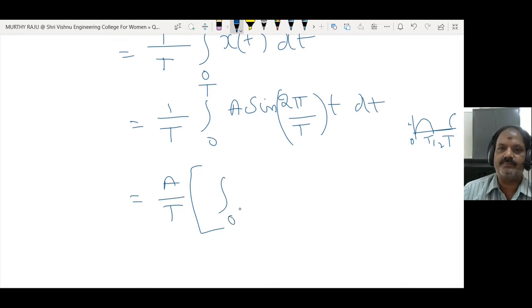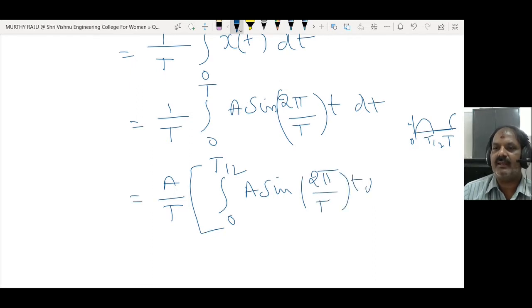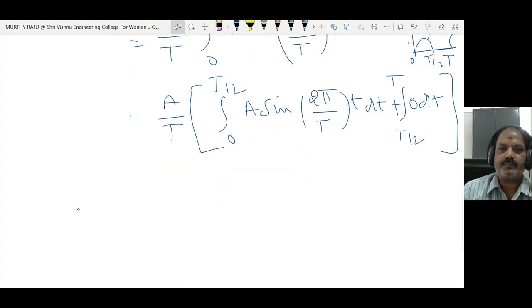Again split into A by T, integral 0 to T by 2 of A sine 2 pi by capital T into small t dt, plus integral T by 2 to T, where the value of x of t is 0. In 0 to T by 2, the value is A into sine 2 pi by capital T into t. In T by 2 to T, the value is 0. Substitute 0 in that expression. That is equal to A by T.